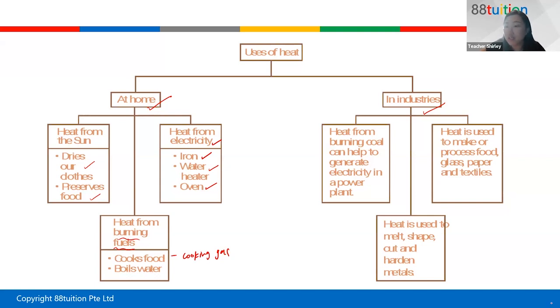Now, in terms of industry, we can use the burning coal to generate electricity in power plants. Okay. Heat also helps us in terms of processing of food, glass, paper, and textiles. It also helps us to melt, shape, cut and harden metals. So at high heat, actually metals can melt. And when metals melt, that's when we can actually shape it into something. Okay.